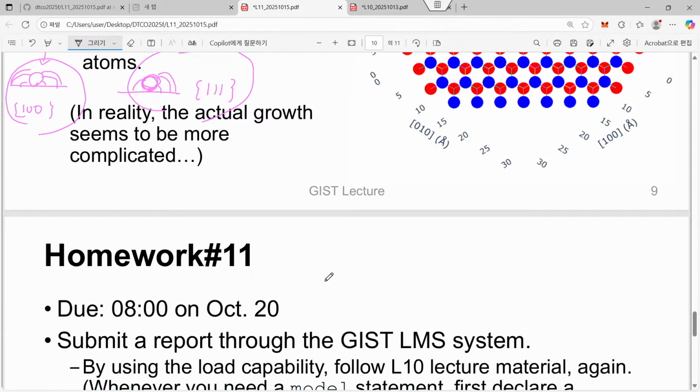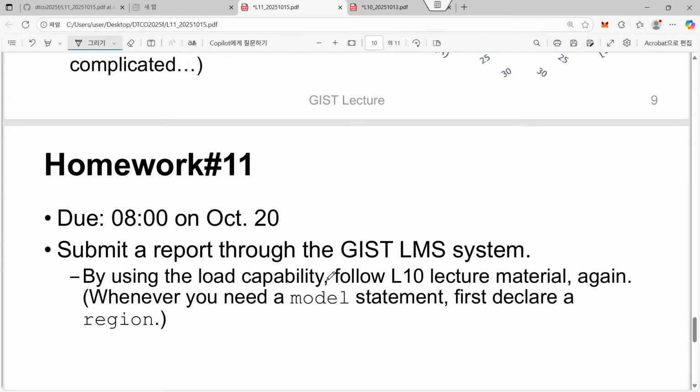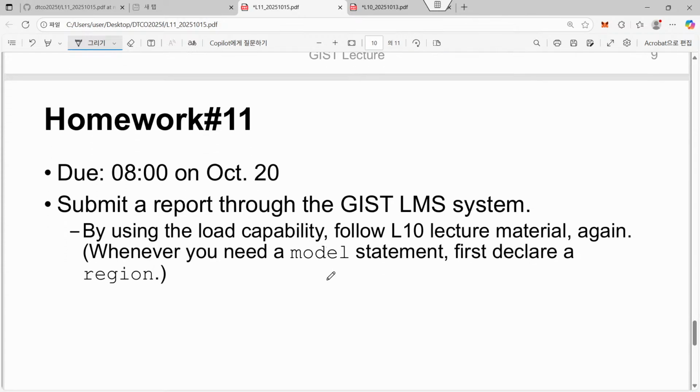Okay, so let me wrap up today's lecture. Homework 11 is just to repeat our previous homework, but since we have changed our Ångström-Craft code, please redo it and convince yourself that you can do it now much faster than in previous cases. And that was all for lecture 11.